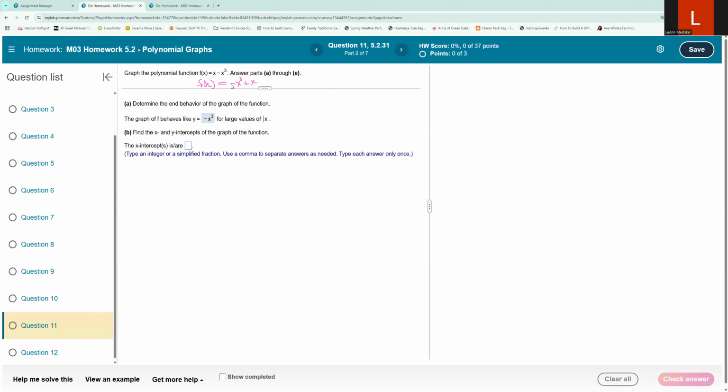So we're just going to be looking at how we find intercepts. When you're trying to find x-intercepts, your y, which is your f of x, becomes 0. And we try to factor what's on the other side.